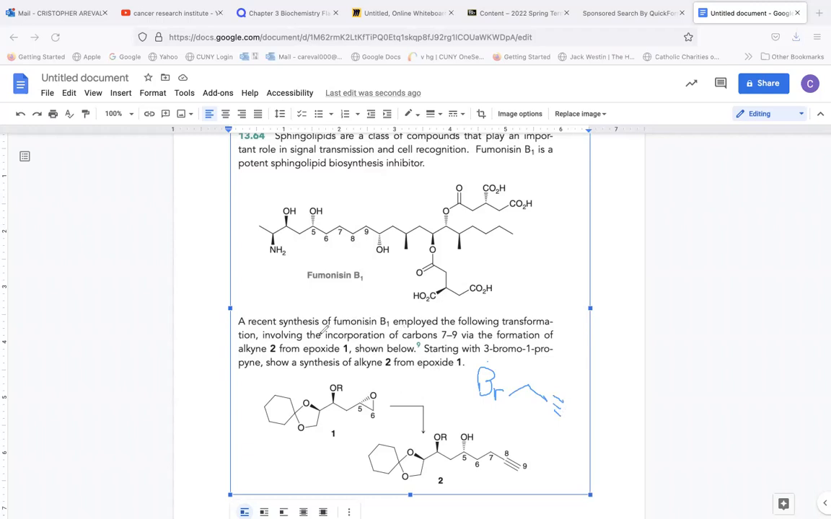So it says that we incorporated carbon 7 through 9. It labels 5 and 6 for us. So in this case, this is 7, this is 8, and this is 9. So it's a hard problem. Until there, we're good. I'm also trying this problem with you guys too. I just thought it looked good.